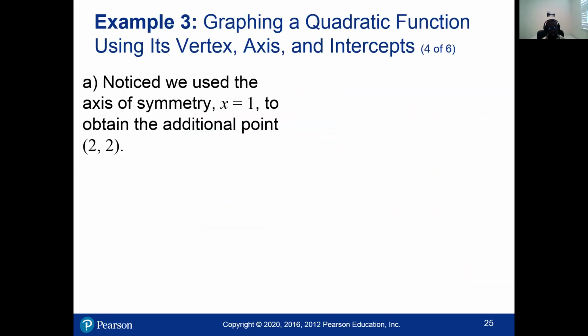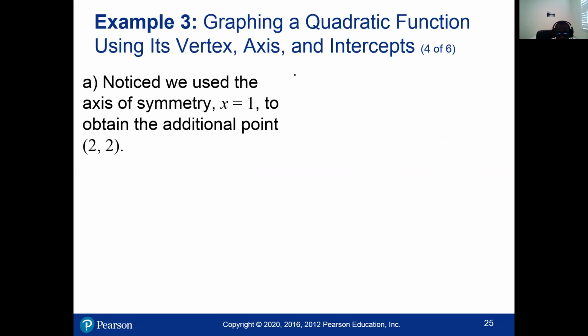So now we want to use this to graph the function. We know the x-intercepts, we know the y-intercept, we know the vertex, and we know the axis of symmetry. Now let's put all this together.